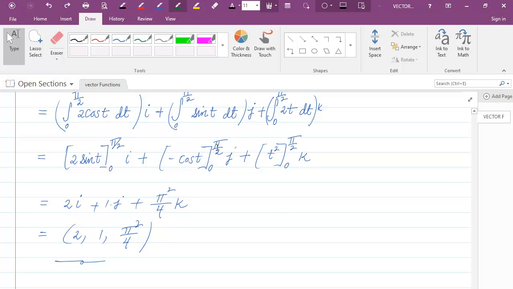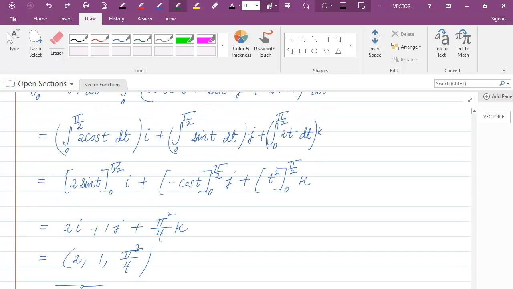Cosine of pi over 2 is 0. Cosine 0 is 1. So when you plug in, you get a negative 1. But since you subtract, you're going to get positive 1. So it's going to be 1j. And then the last one would be pi squared over 4. So then we get the vector 2, 1, pi squared over 4.